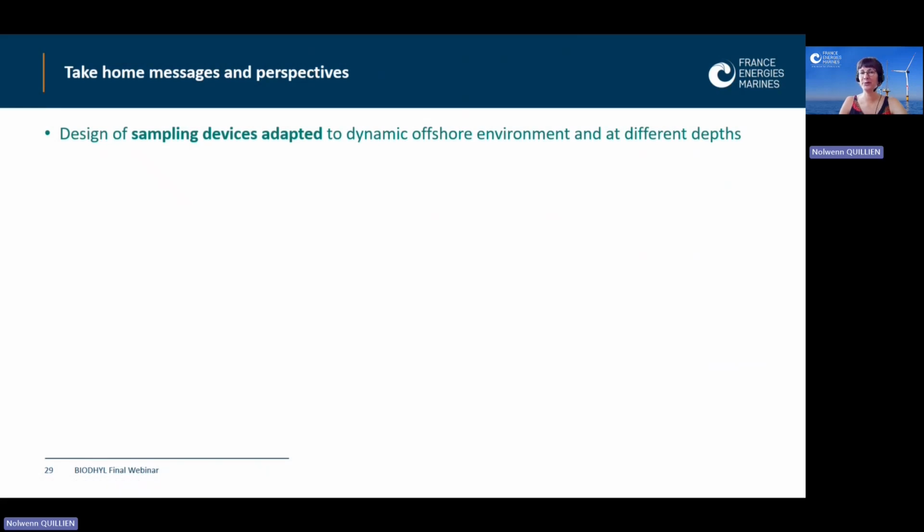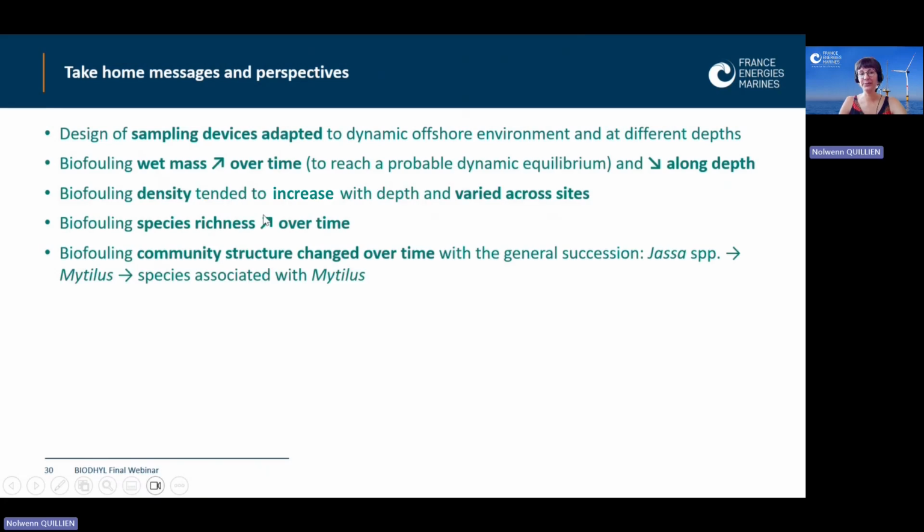And as take-home messages, this project, the BIODHYL project, enables the design of sampling devices that are adapted to dynamic offshore environments and which enable the sampling of biofouling at different depths. Also, our surveys underline that biofouling wet mass increases over time but decreases along depth, and that the biofouling density tended to decrease with depth and varied across sites.